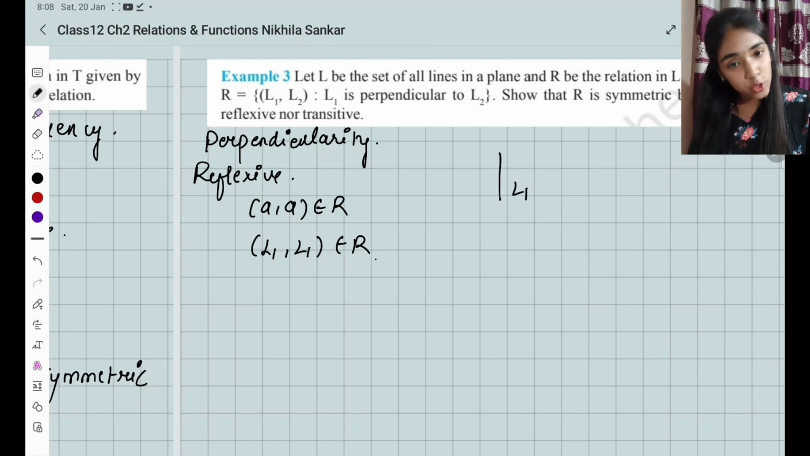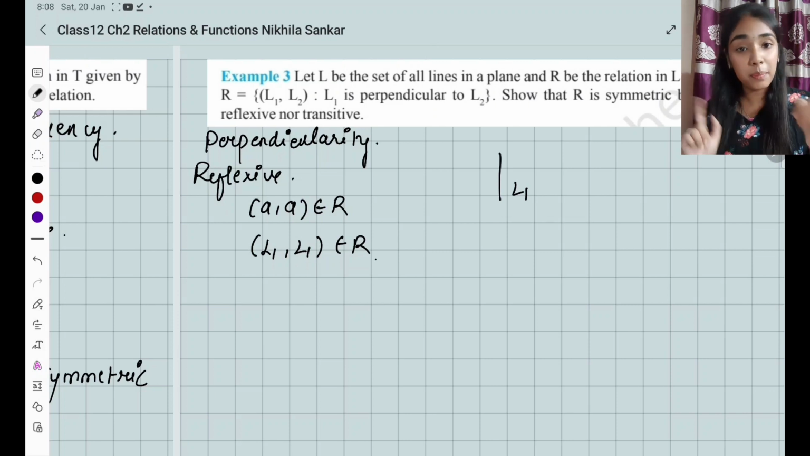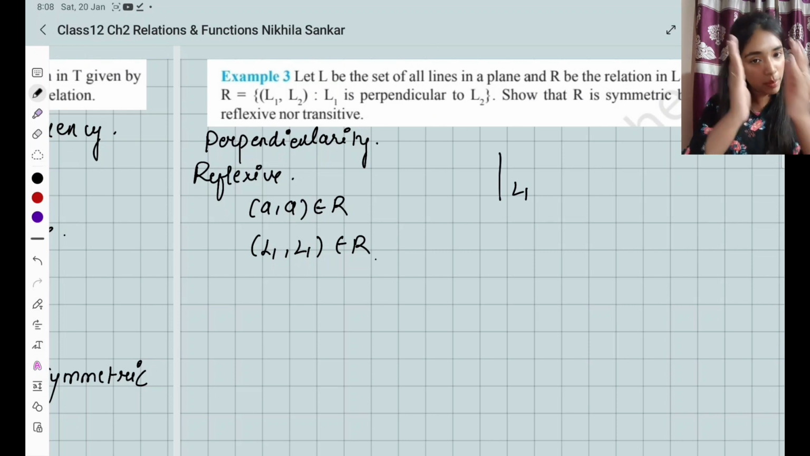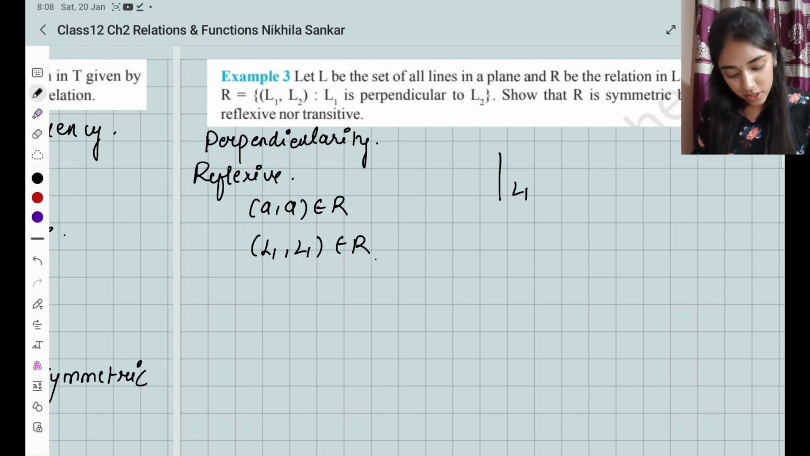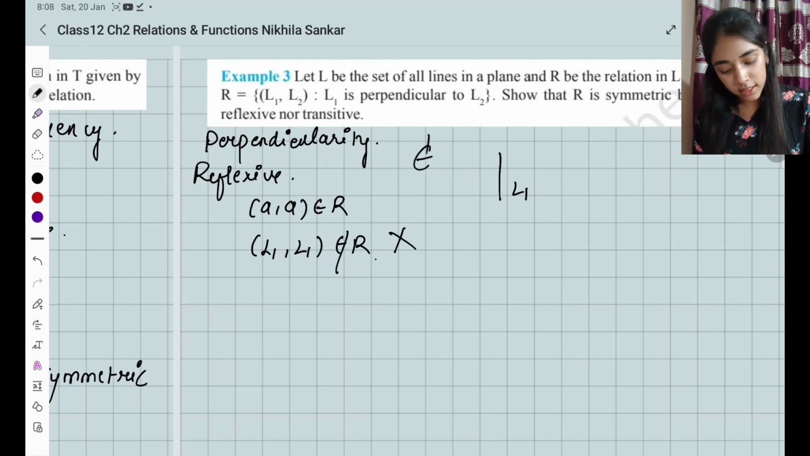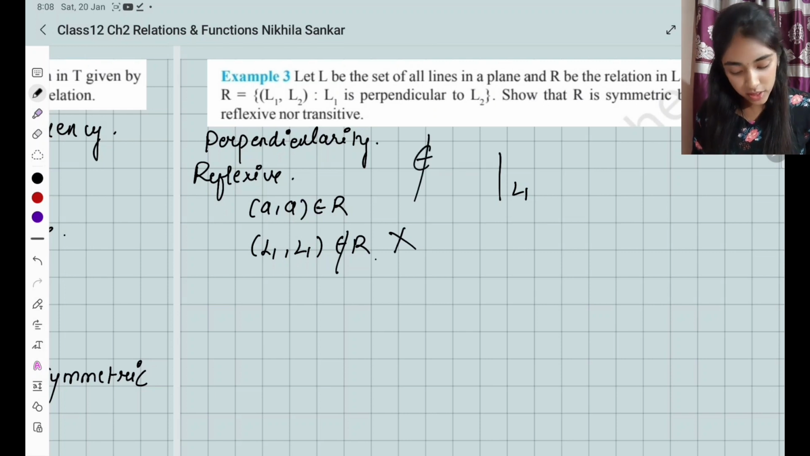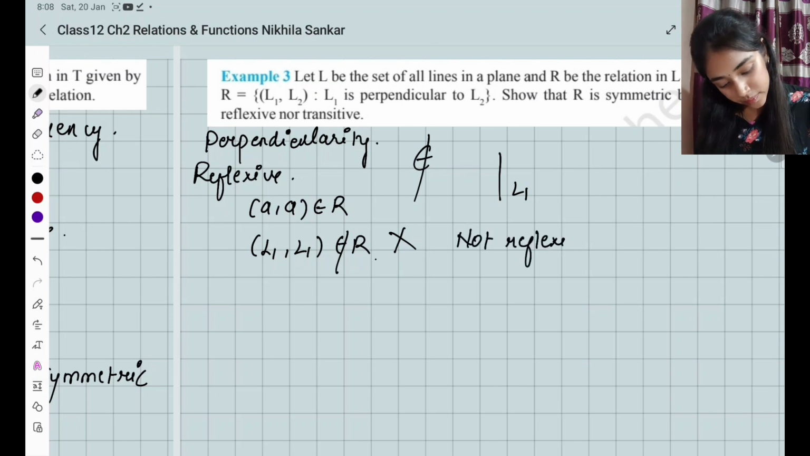Line 1 perpendicular இருக்க முடியுமா? Line 1 and line 1 are collinear or parallel சொல்லலாம். Can a line be perpendicular to itself? It can never be perpendicular to itself. So this does not belong to the relation. So இப்படி எழுதணும். Okay, this means it belongs to the relation. This means it does not belong to the relation. So this is not reflexive.